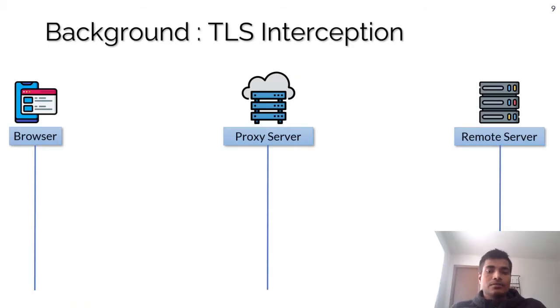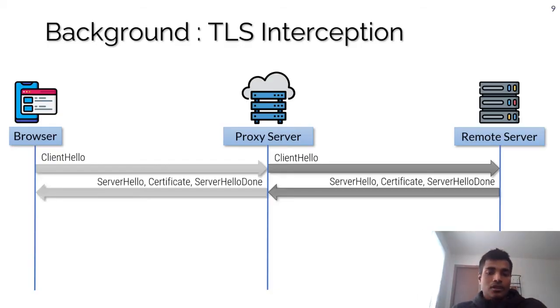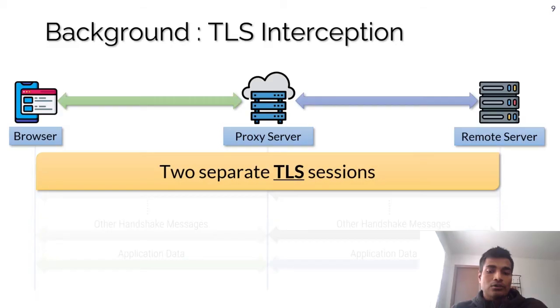In TLS interception, the proxy server places itself between the browser and the remote server. Whenever the browser sends a client hello message, the proxy intercepts the message and generates its own version of client hello message and sends it to the remote server. By continuing this process in both directions, the proxy server ends up establishing two TLS sessions, one with the browser, another with the remote server. Since the proxy has keys for both TLS sessions, it can decrypt any message exchanged between the browser and the remote server.